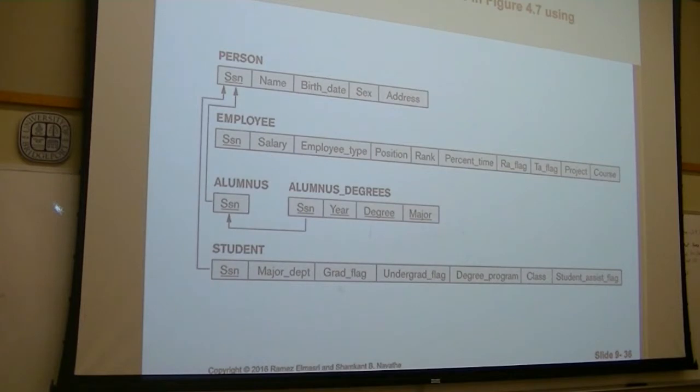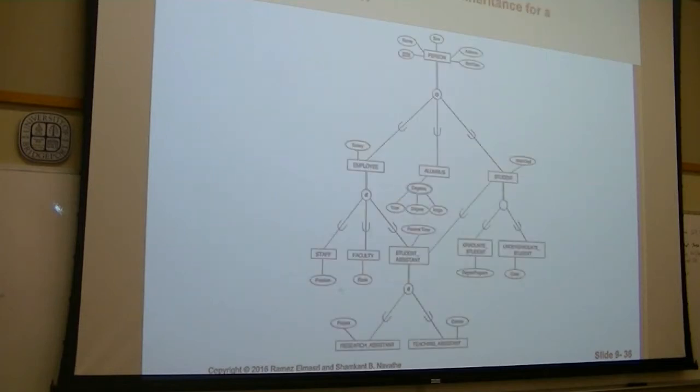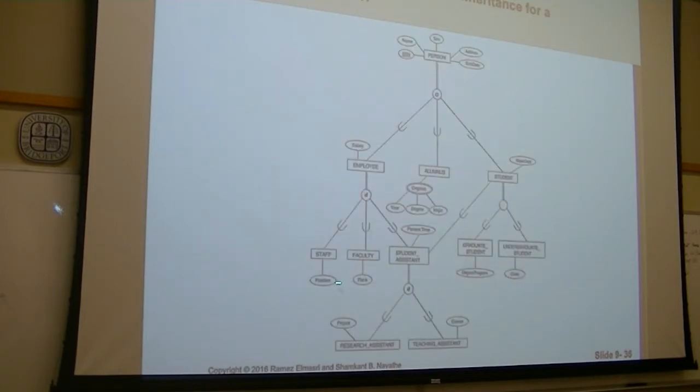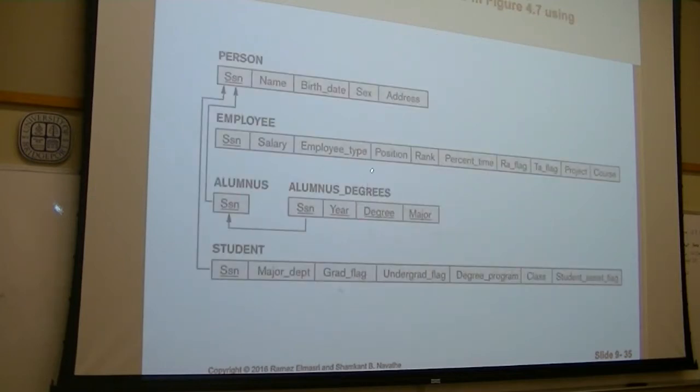What is the difference between option 3 and option 4? Option 4 is Boolean, or option 3 is the type of the subclass. So let's take a look at the staff, faculty, student assistant. We can see the employee type, which means option 3 is selected. So let's check whether this is option 3. Employee type, then we can see the position, rank, and what is this one? Percent time. The position, rank, percent time. Okay, so option 3 is selected.